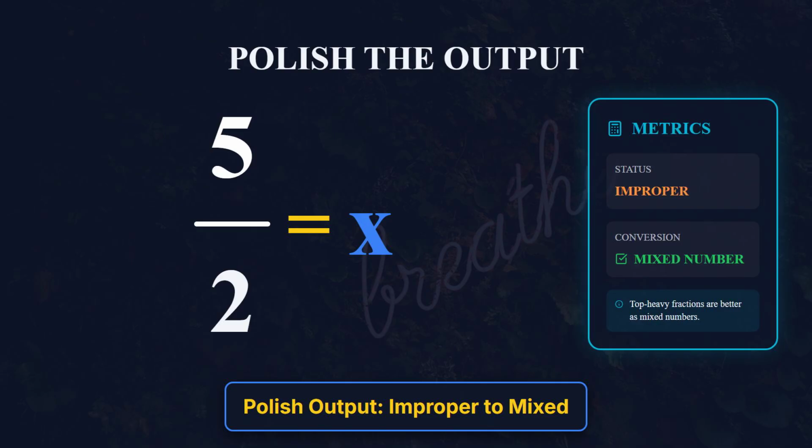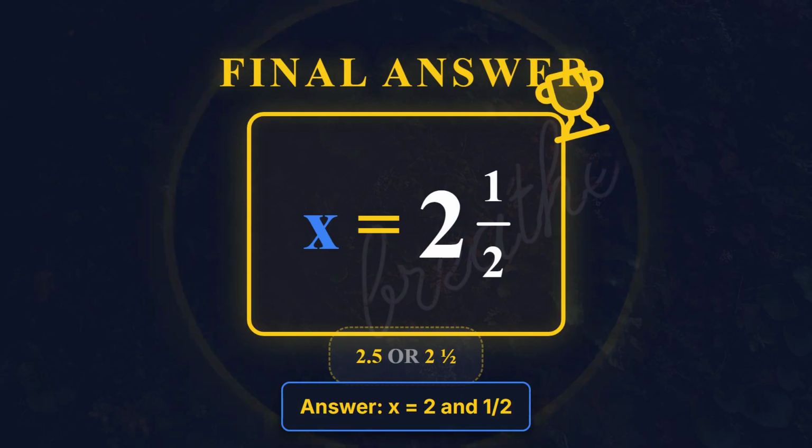Since this fraction is top-heavy, let's polish it up and convert it into a neat mixed number. 2 fits into 5 exactly 2 times with a remainder of 1. Our final answer is 2 and a half, or 2.5.